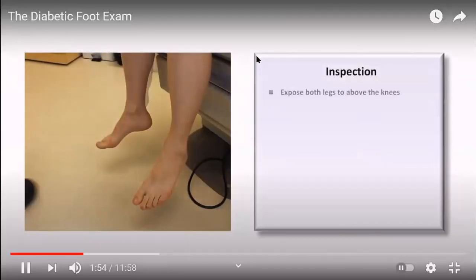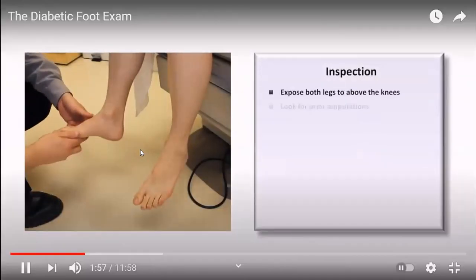As with most examinations, you should begin the diabetic foot exam with inspection, with both legs exposed to above the knees. Look for prior amputation.